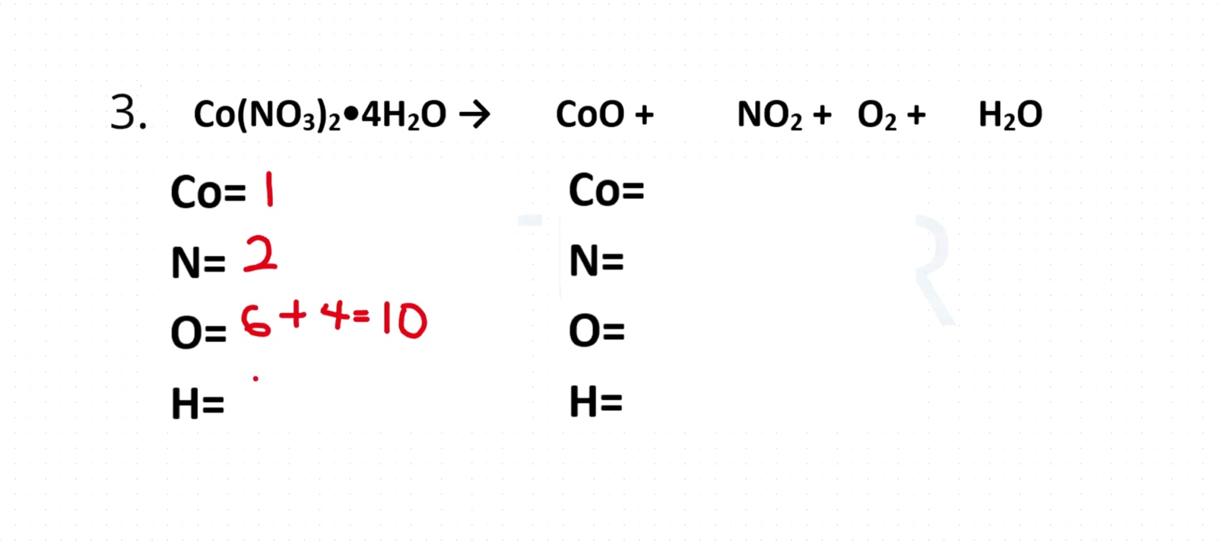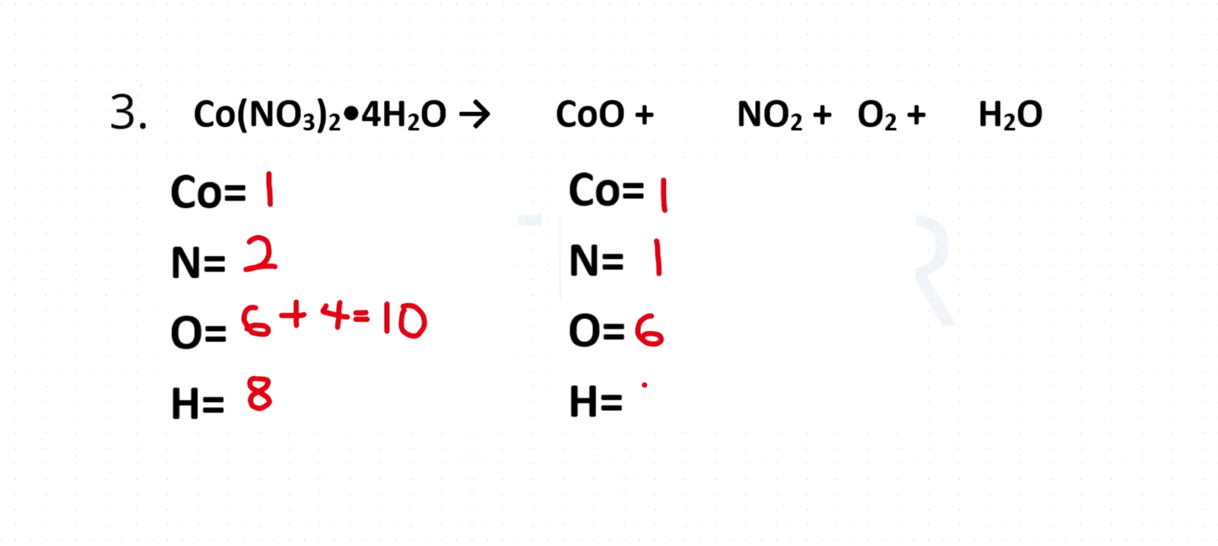Now let's do the same thing for the product side here. We have 1 atom of cobalt here. We have 1 atom of nitrogen here. Now let's count the oxygen all together. 1 plus 2, that's 3, plus this 2, that is 5, and plus this, that is 6. So altogether here we have 6 atoms of oxygen there. Now, what about hydrogen? We have just 2 atoms of hydrogen there.